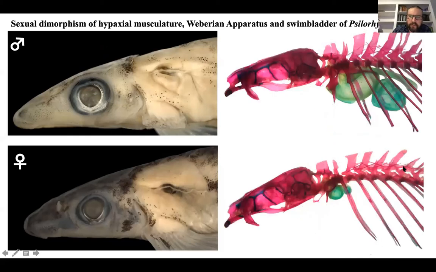And if we look at the swim bladder, we can see that the swim bladder of the male is gigantic compared to the swim bladder of the female. The volume of the male swim bladder is anywhere between 50 to 70% larger than that of the female. And the male actually has additional chambers on the swim bladder that the female doesn't have. This is quite bizarre, if you ask me. You don't really see differences like this very often between males and females in internal organs, other than, of course, the gonads.